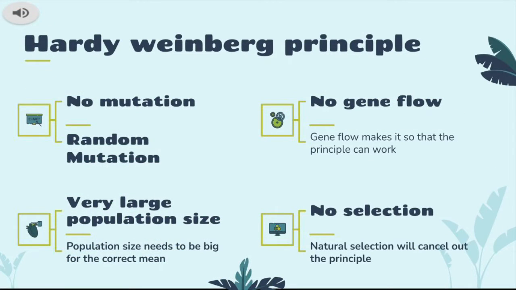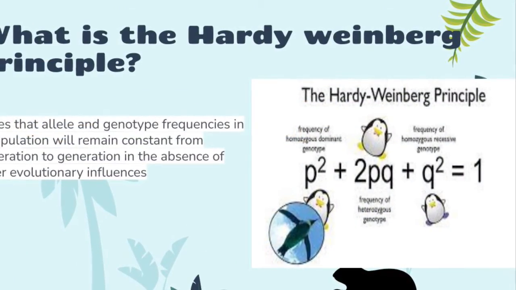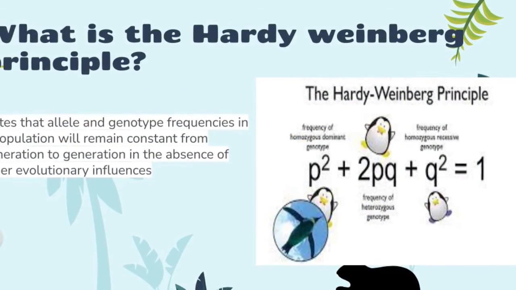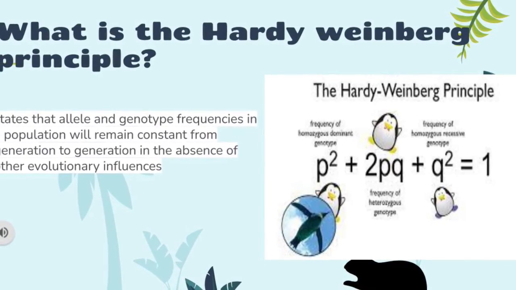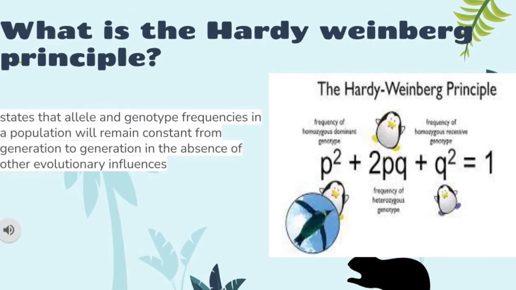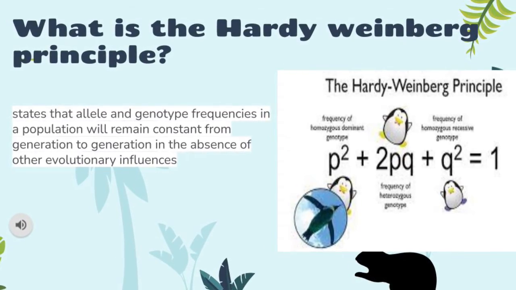The Hardy-Weinberg principle needs 5 conditions for it to work. Those 5 are no mutation, random mating, no gene flow, very large population size, and no selection. Now, what is the Hardy-Weinberg principle, you might be asking? Well, the Hardy-Weinberg principle states that allele and genotype frequencies in a population will remain constant from generation to generation in the absence of other evolutionary influences.